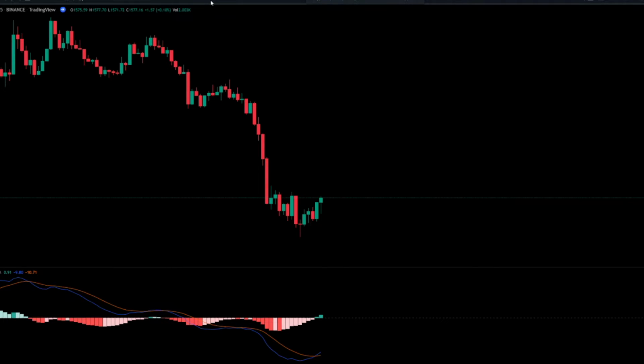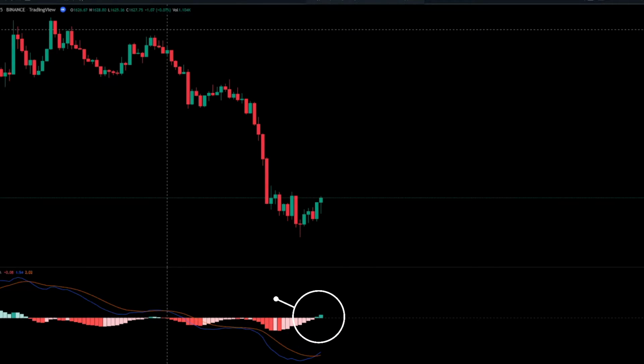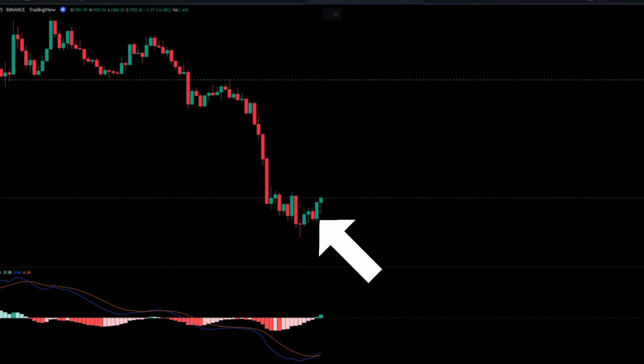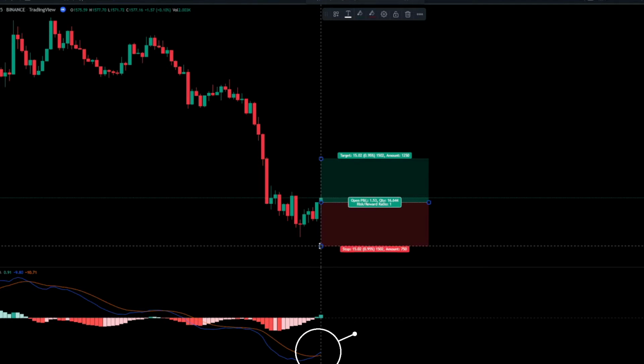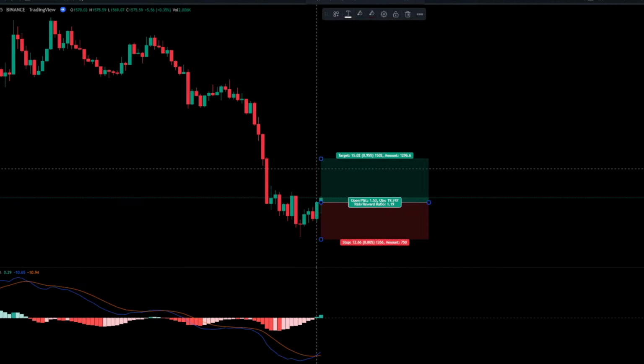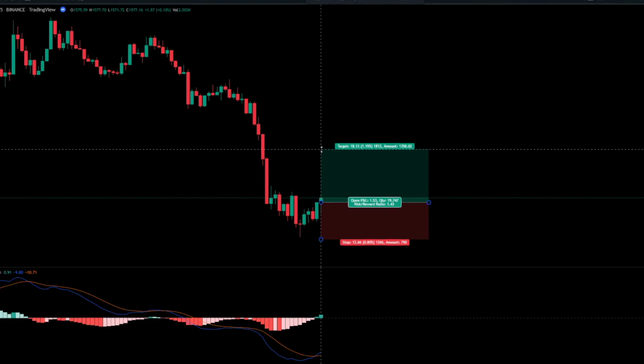As you can see here, the histogram color changed to green from red, and the green candle is also looking strong. Lines below the histogram also have a crossover, so we take our trade here. Set stop loss below the last swing low, and the target is going to be 1.5.